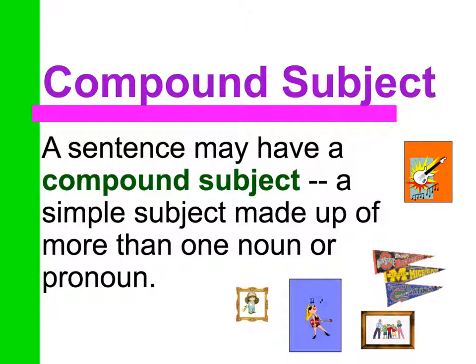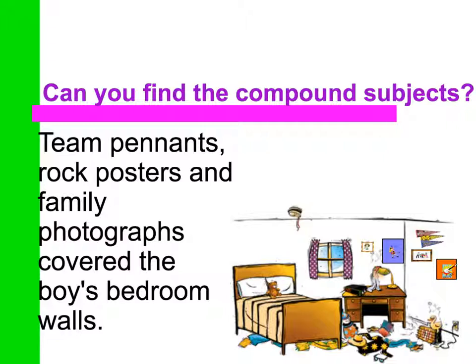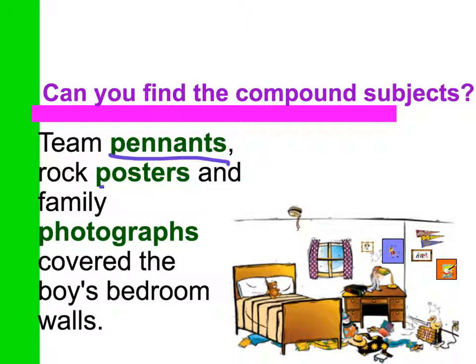Sometimes you'll have a compound subject. A sentence may have a compound subject, a simple subject made up of more than one noun or pronoun. Let's look at some examples. Can you find the compound subjects? Team pennants, rock posters, and family photographs covered the boys' bedroom walls. Pennants, posters, and photographs. As you can see, they're all doing the same action. They all covered. So this is why it's a compound subject, because there's more than one thing doing one action.